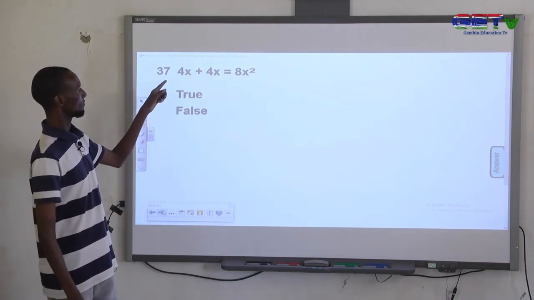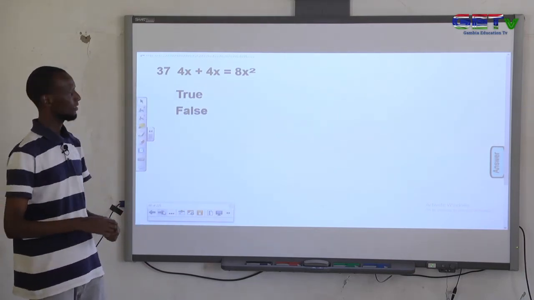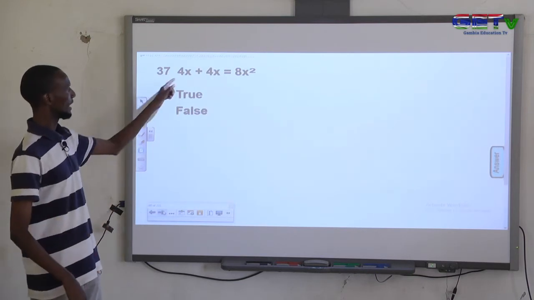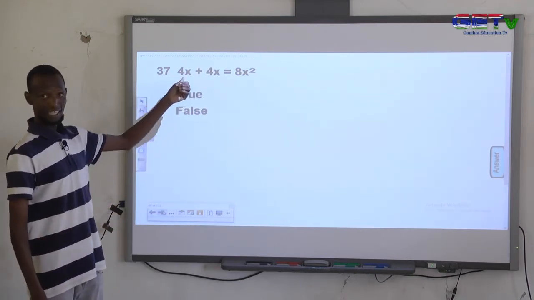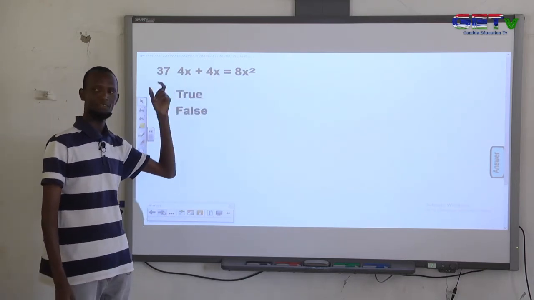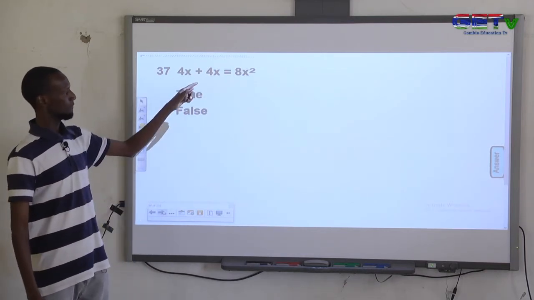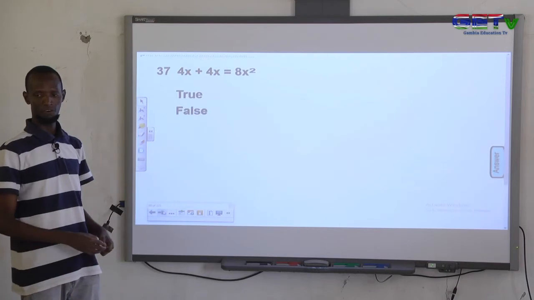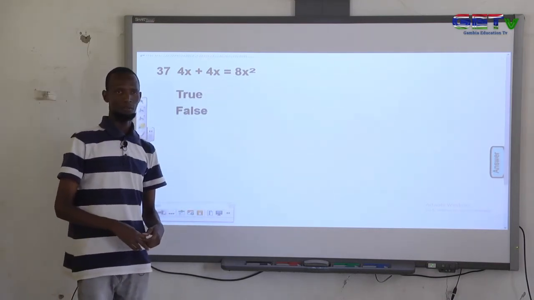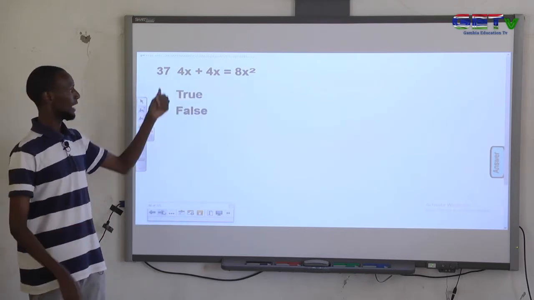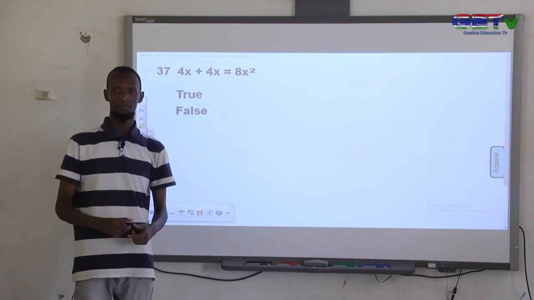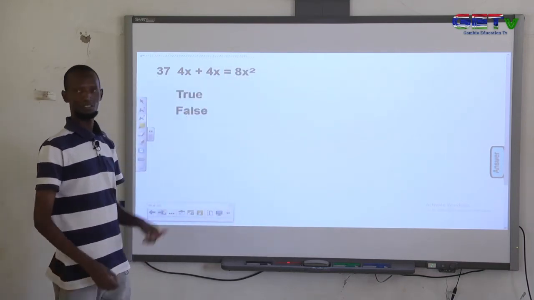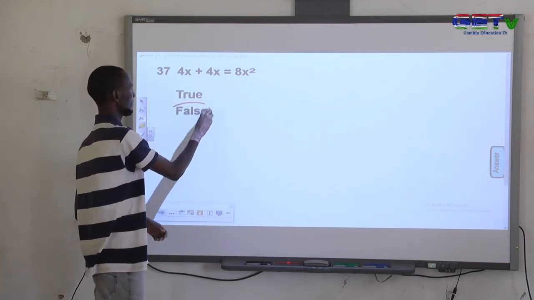Now, how about 4x plus 4x? Does that lead you to 8x squared? Now, again, first question, are they like terms? Yes, they are like terms because they both contain the same variable to the same power. So we can definitely add them. But then, if we add them, will we get 8x squared as our answer? We know if you add the coefficients, 4 plus 4, you definitely get 8. But what did we say about the variables? What we said was, you add the coefficients, but the variable remains the same. But in this case here, the variable has changed to x squared. So definitely, this is not correct. So this is a false statement.